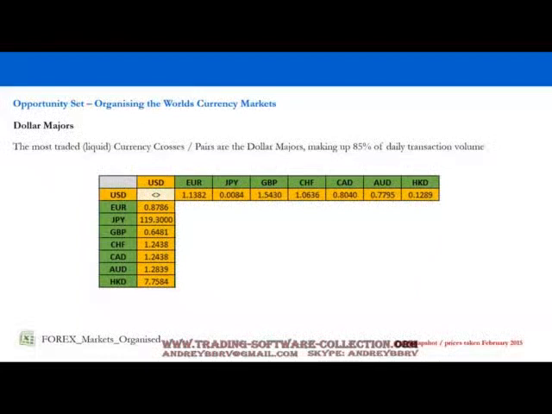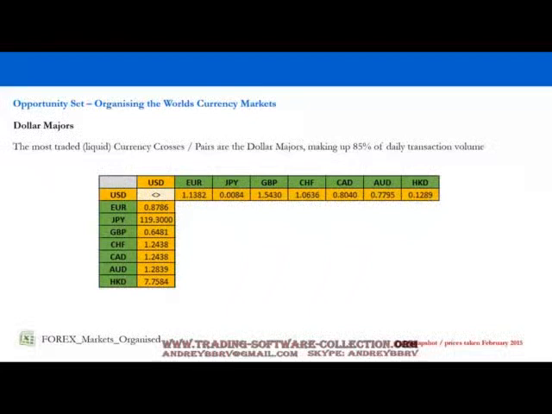And what you're going to see is a table quoted on all media outlets. So whether it's on television, on financial news channels, where you have the ticker dropping across the bottom of the screen, or whether it's online, or whether it's in the newspaper, you're going to see a table of cross rates, so currencies that are quoted against the US dollar. So we call these the dollar majors.